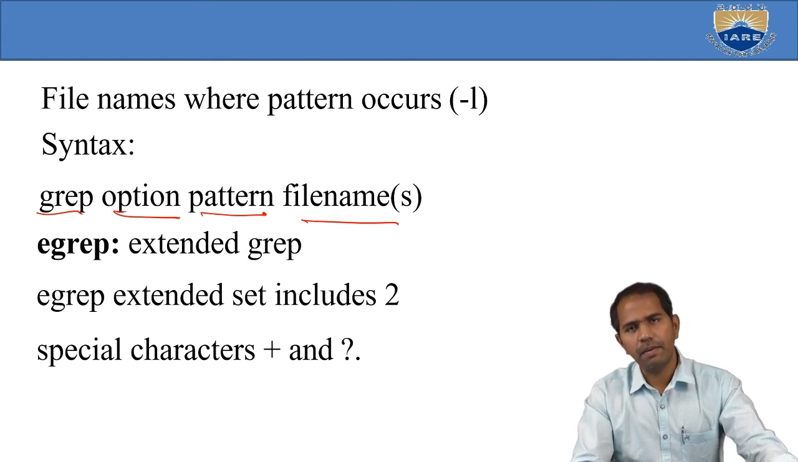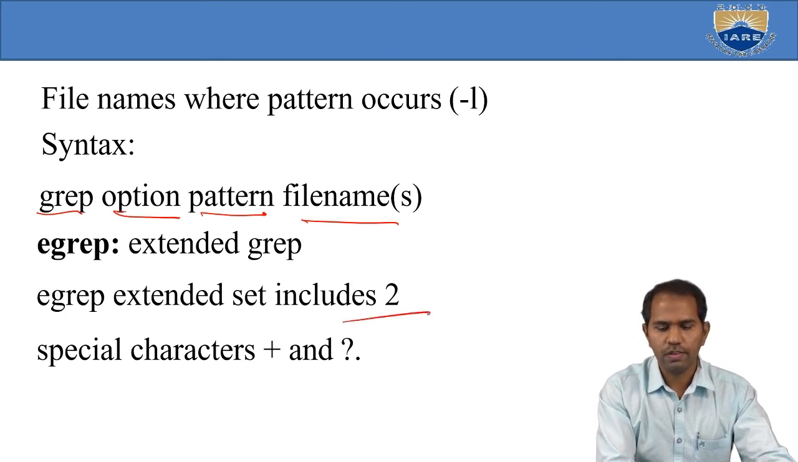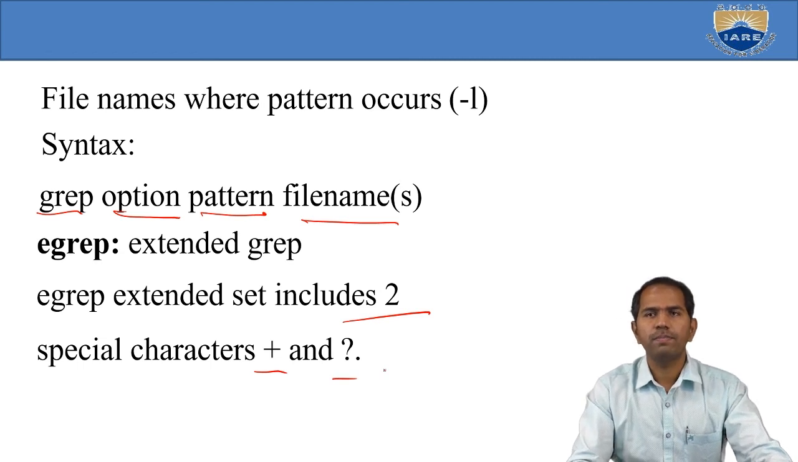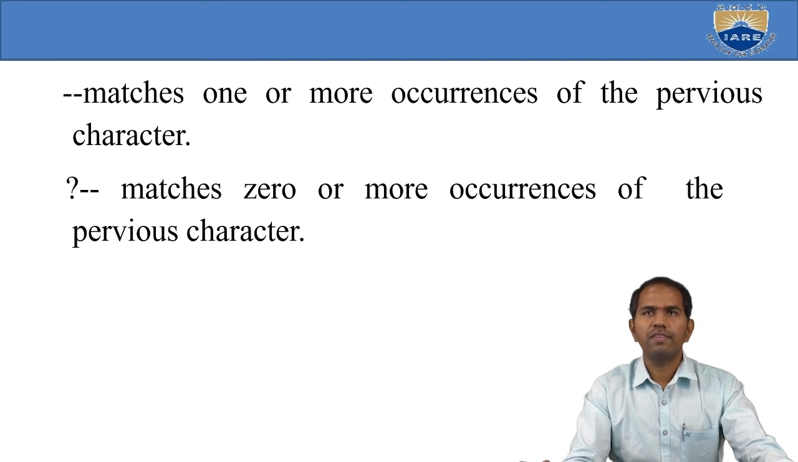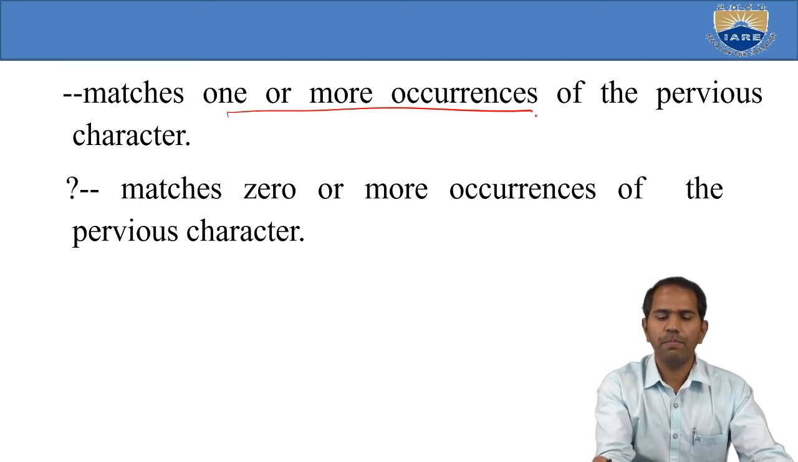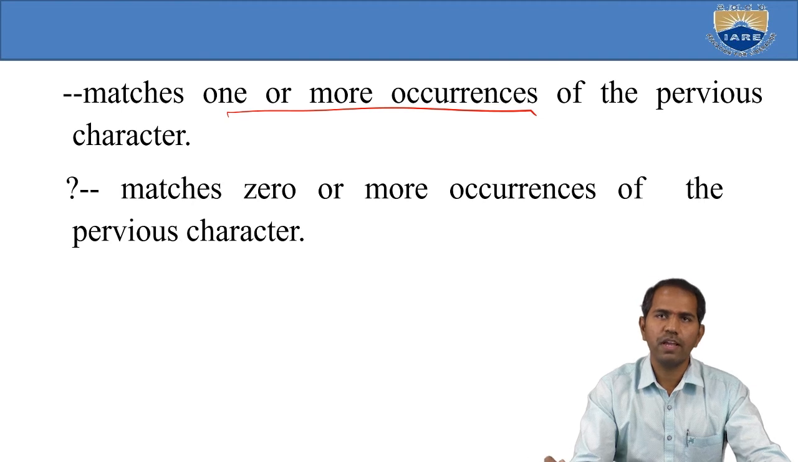Okay. So egrep is extended grep. Extended grep includes two things. The first one is plus and question mark, which are special characters. The plus matches one or more occurrences of the previous character.